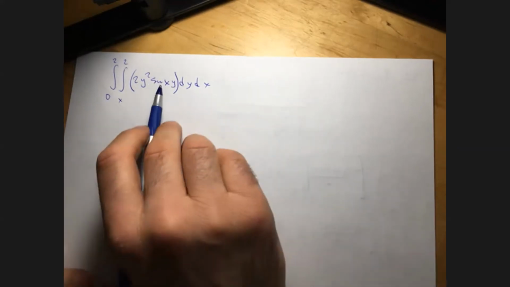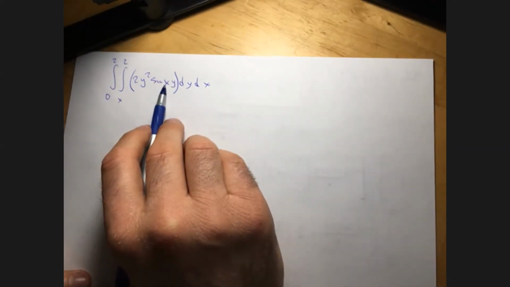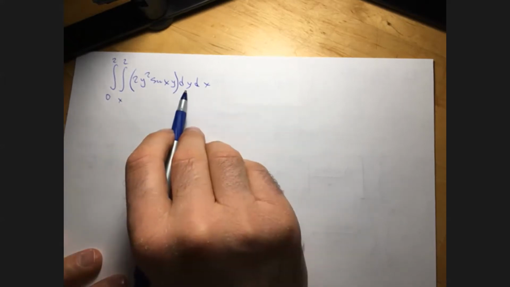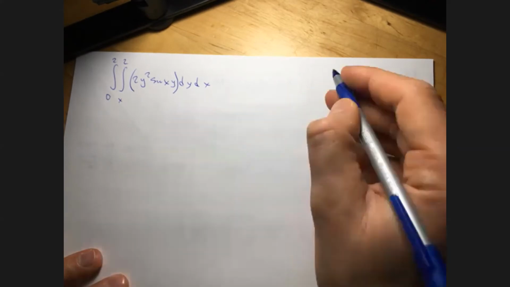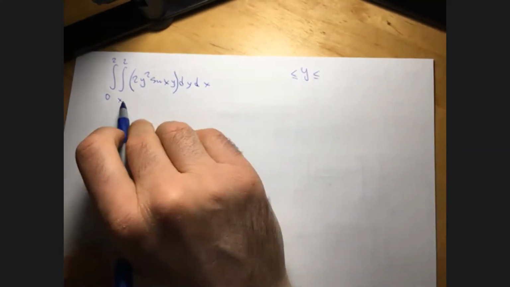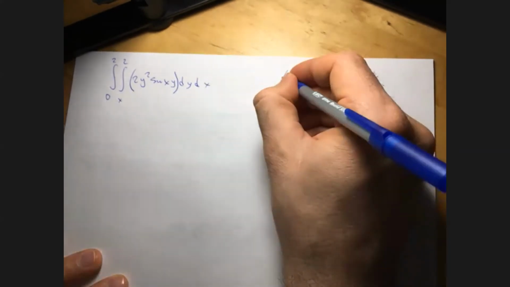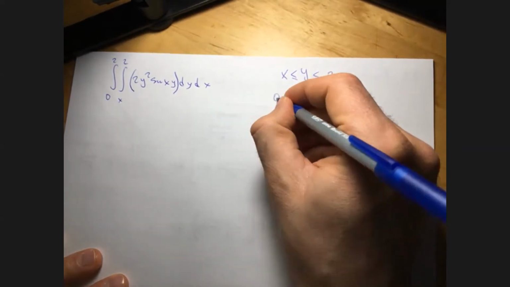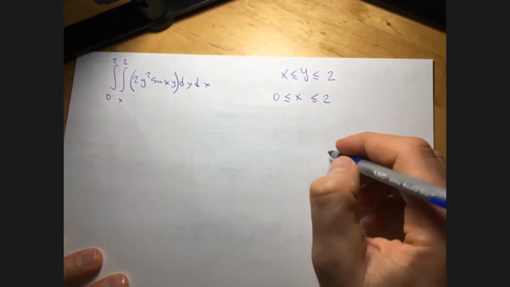If I find the integral first with respect to x, maybe some things will change. So I want to change the order of integration here. In order to do that, first I need to sketch the region. y is greater than x and less than 2, and x is greater than 0 and less than 2, right?